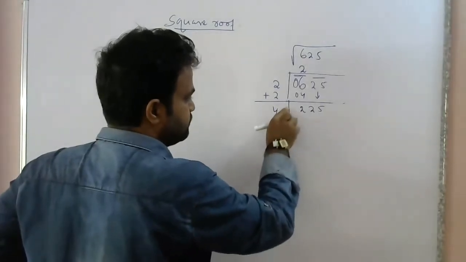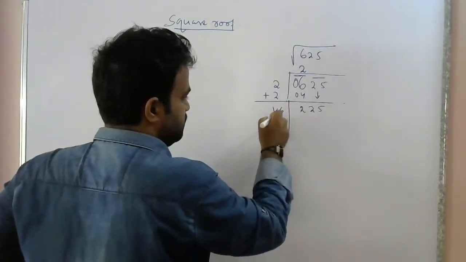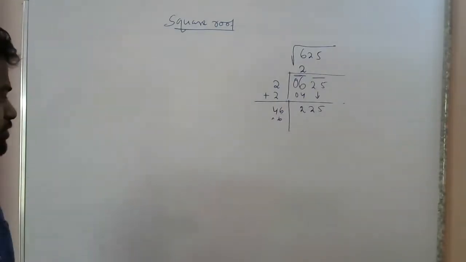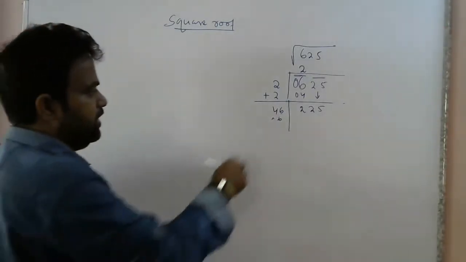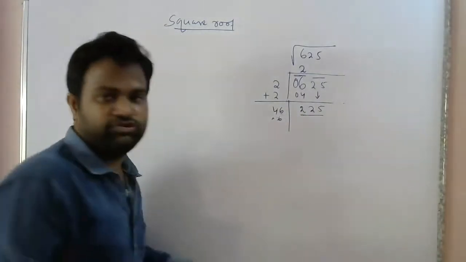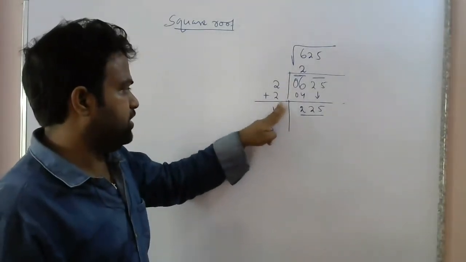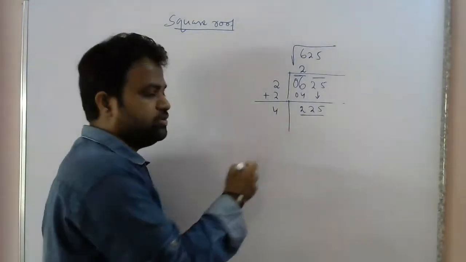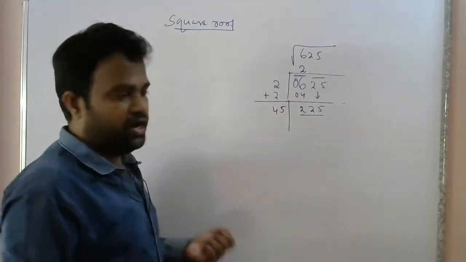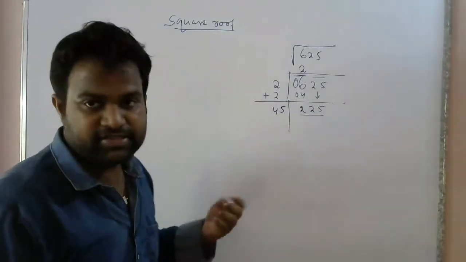Let us try with 5 or 6. So 6 times 4 is 24, 240, and 6 times 6 is 36, so 276. 276 is greater than 225. So 6 will not work. I cannot put 6 here. So which number will I put? I have tried with 4, which is less. I tried with 6, which is greater than 225. Now I'll try 5. Let us see what happens.